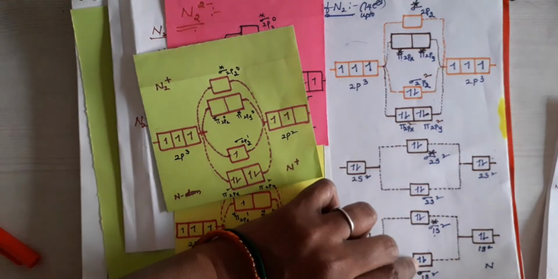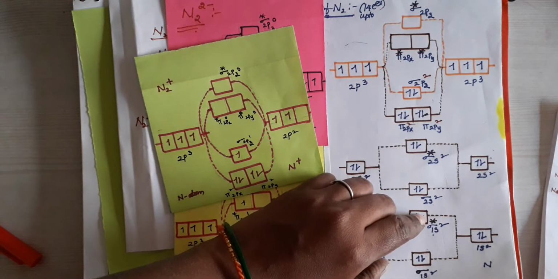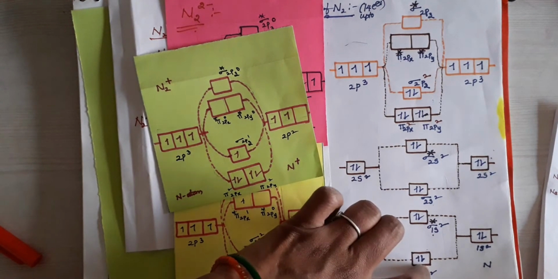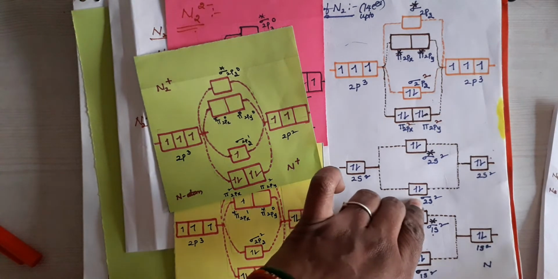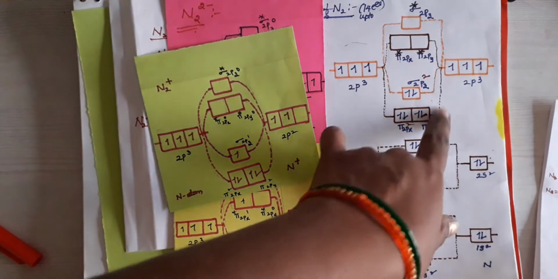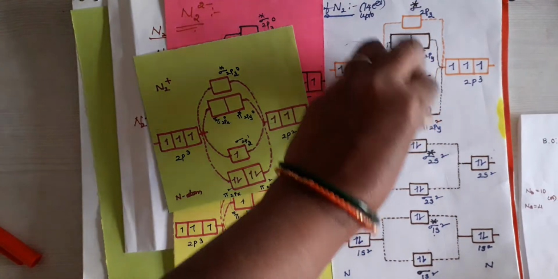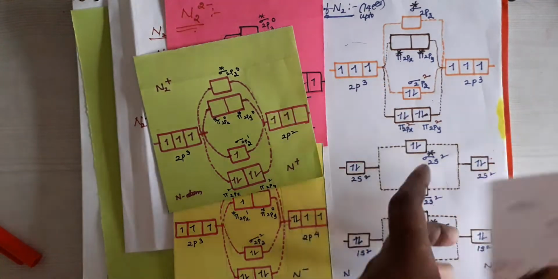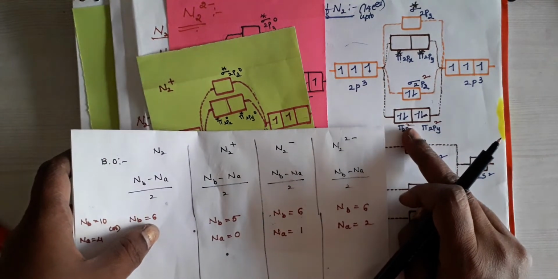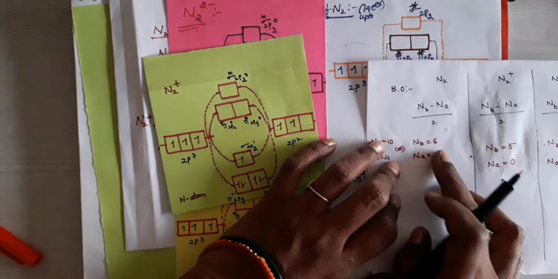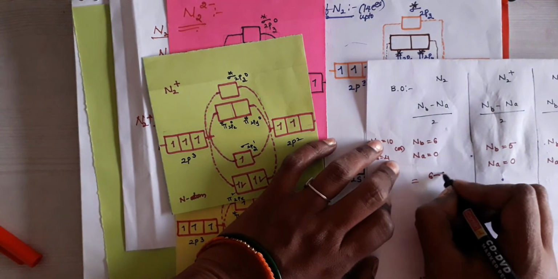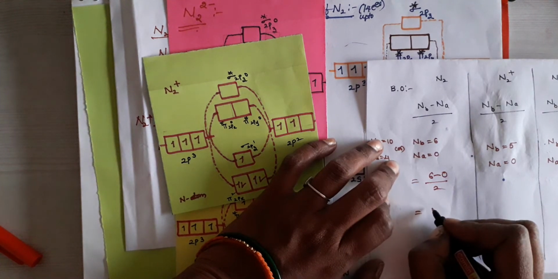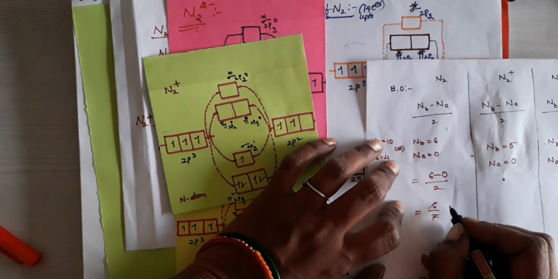Here sigma 1s2 and sigma star 1s2 get cancelled. Why? Because we are doing NB minus NA, right? So both are equal and cancelled. Remaining is this bonding side and this anti-bonding side. We have to differentiate only these two. How many electrons are present? 6 electrons on the bonding side, 0 on the anti-bonding side. So NB equals 6, NA equals 0. Now substitute: 6 minus 0 by 2. So bond order is 6 by 2, nothing but 3.